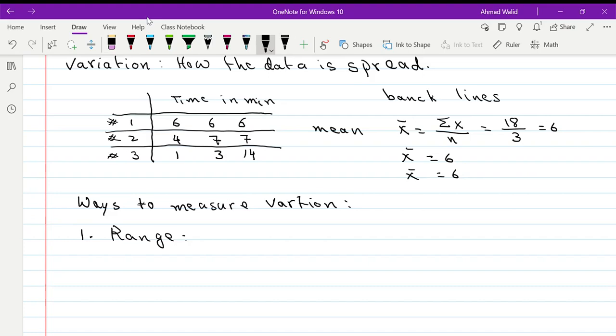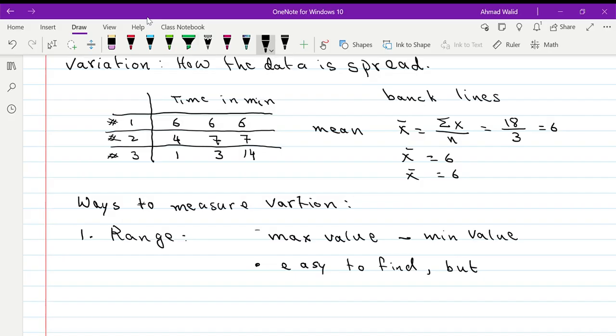What's the formula? You take your maximum value and you subtract the minimum value. It gives you the range. That easy. Look, it's easy to calculate, to find. Correct? But there is a problem. Let's discuss the problem. It's really easy to calculate the range of a given data set.